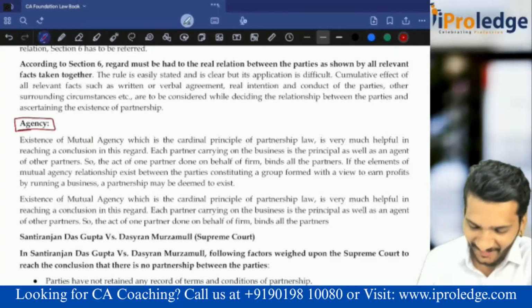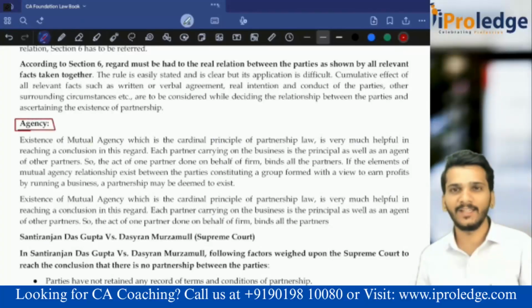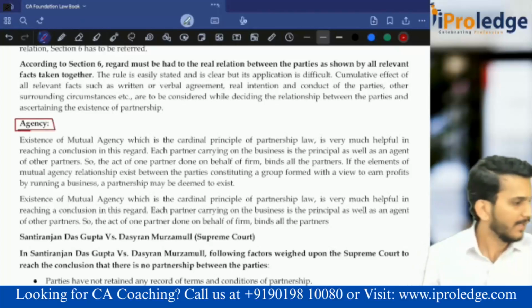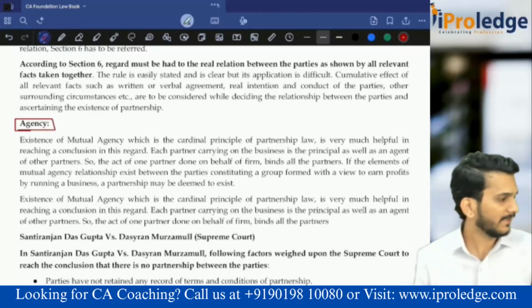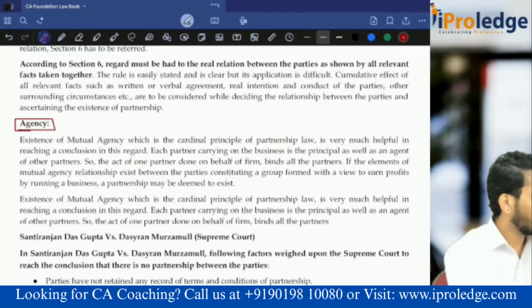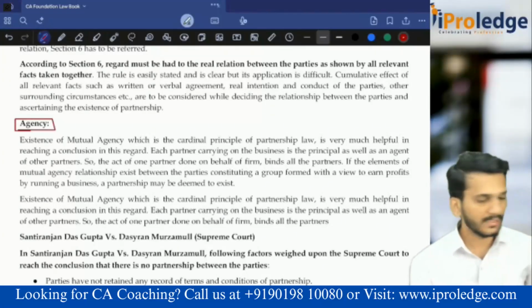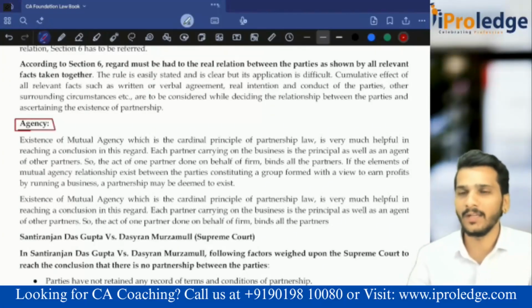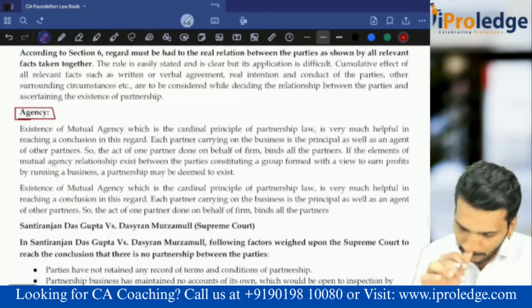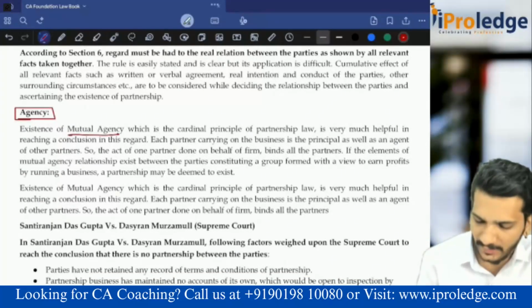Agency. What is agency? See, when I say partnership, it is the result of a partners' agreement and they are sharing profits and losses. So agency means all the partners are agents of one another, and one partner is agent as well as principal of the other partner and the partnership firm. We call it mutual agency, the existence of mutual agency, which is the cardinal principle.